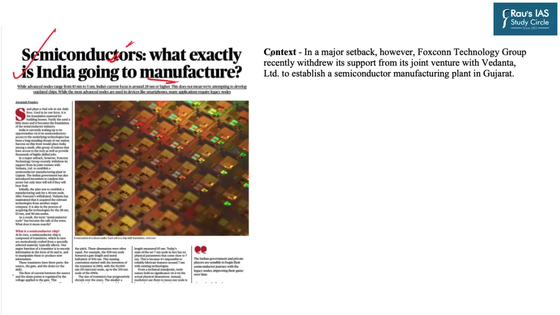But the immediate context in which this news article has appeared in the Science and Tech section is that recently the Foxconn technology group has withdrawn its support from its joint venture with Vedanta Limited. Vedanta and Foxconn were jointly trying to establish a semiconductor manufacturing plant in Gujarat. This could have given a significant boost to India's domestic plans also. However, in this major setback, Foxconn has withdrawn its support.